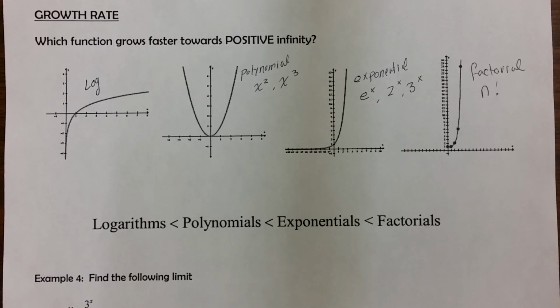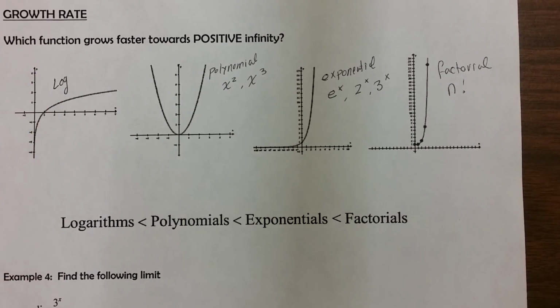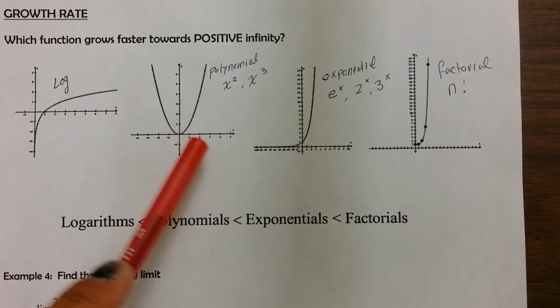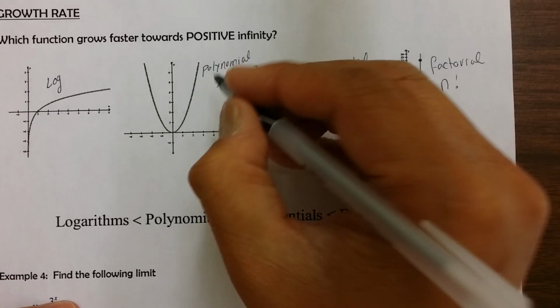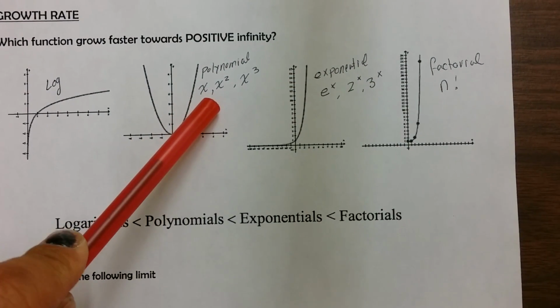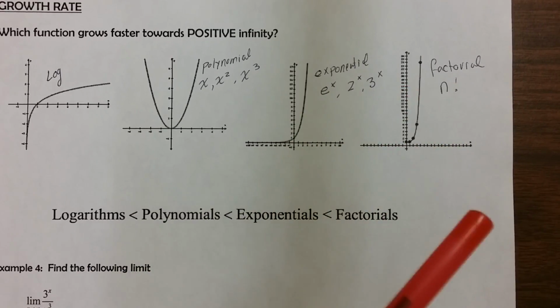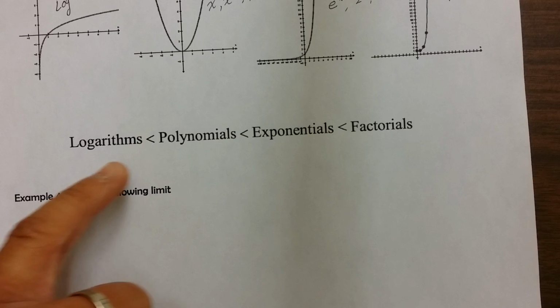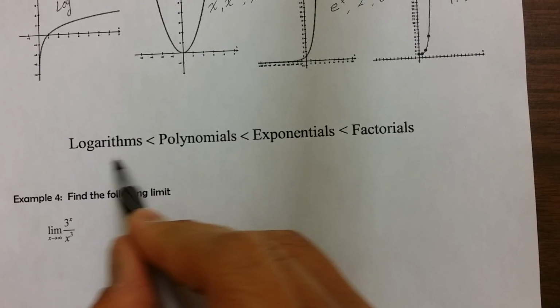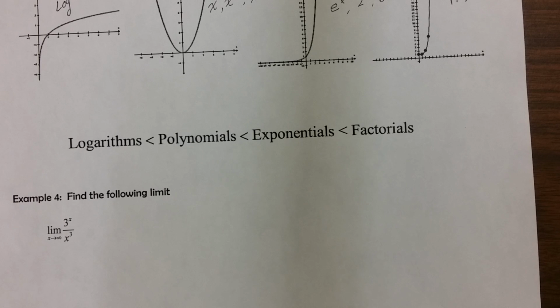We want to know which function grows the fastest. Well, log grows the slowest. It's actually very slow, followed by polynomial. It's actually faster than log. And by the way, a linear function is also a polynomial. Exponential is faster than polynomial, and factorial is the fastest. So I lined them up there for you from slowest to fastest. This is going to help us find the limit as x approaches infinity.